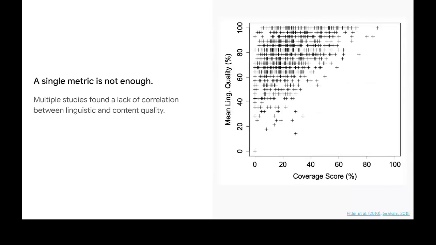Going even further, we already see that a single metric might not be enough to measure all the different quality aspects, but there might even be very complex relationships between them. So there were multiple studies that showed that there is not only a lack of correlation between linguistic and content quality, there's also a complex relationship where content quality can only be rated highly by crowd raters if the linguistic quality is already high. So how do you even represent that using automatic metrics?